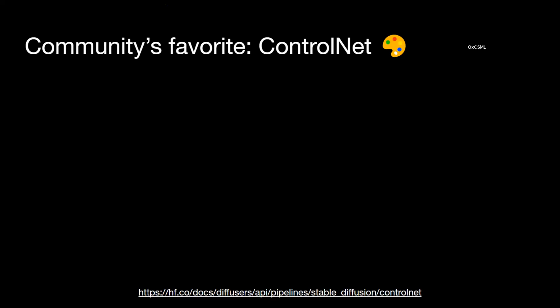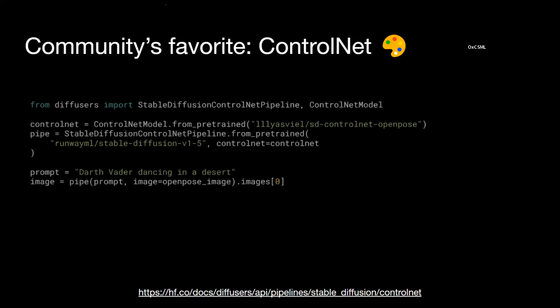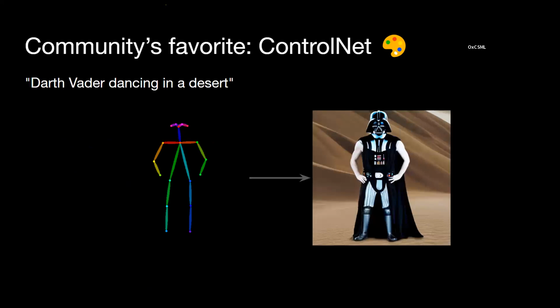It's nothing but a residual auxiliary network which computes embeddings. And while doing the generation process, you basically condition the generation process with the embeddings computed from a ControlNet model. And the results are actually pretty cool. Again, the code is probably not very important here, but since I wanted to make a point, the APIs are very simple. And here I'm going to try to make Darth Vader dance in a desert. So let's see how that looks.